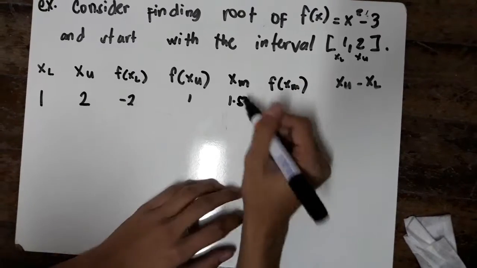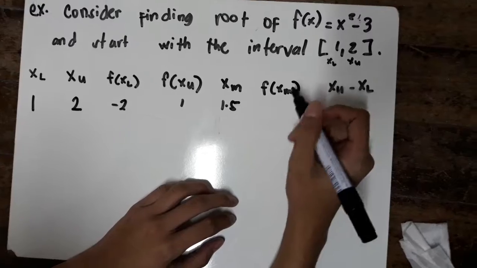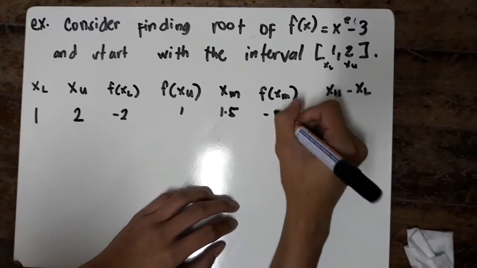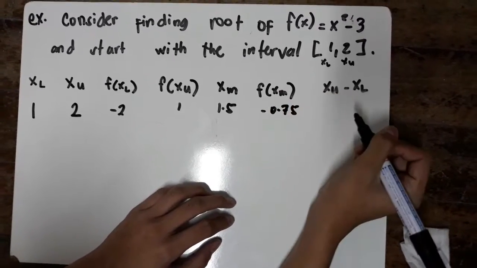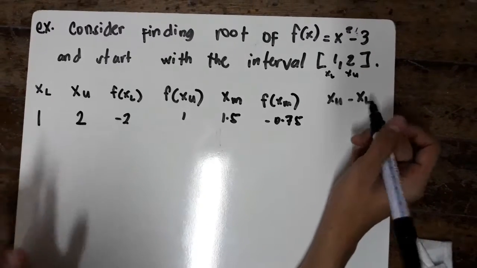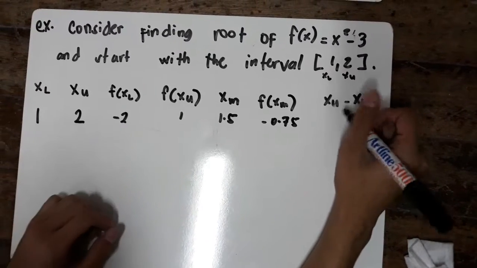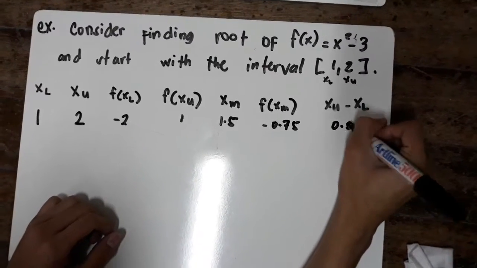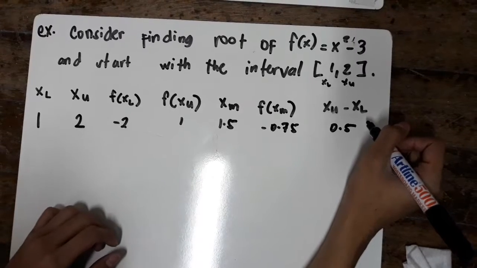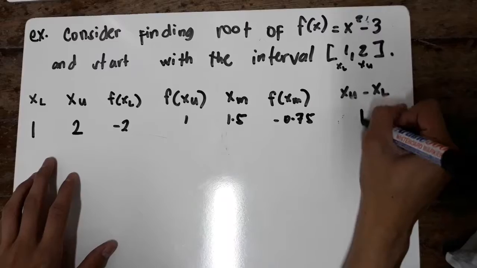Then when we substitute the value of 1.5 into the equation, we have an answer of negative 0.75. Then x sub u minus x sub l, 2 minus 1, is equal to 1.